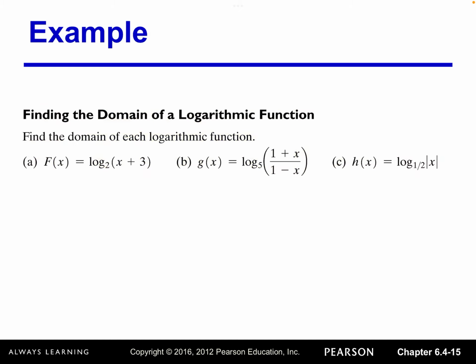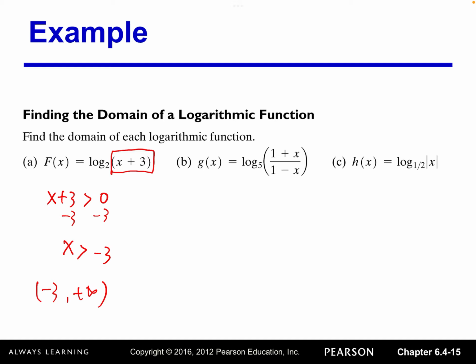All right, now let's look at an example of how to find the domain of a log function. f of x equals log base 2 of x plus 3. So we need to make sure the restriction for log function is x plus 3 must be greater than 0, right? A set of positive numbers. So we can easily solve this inequality by subtracting 3 on both sides. So we get x greater than -3. Or if you want to write in interval notation, it is -3 to positive infinity, both open, because there is no equal sign here.